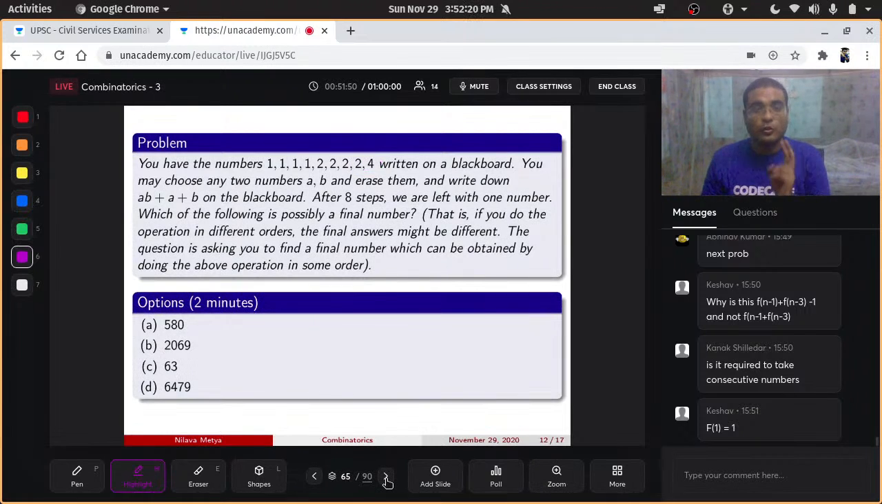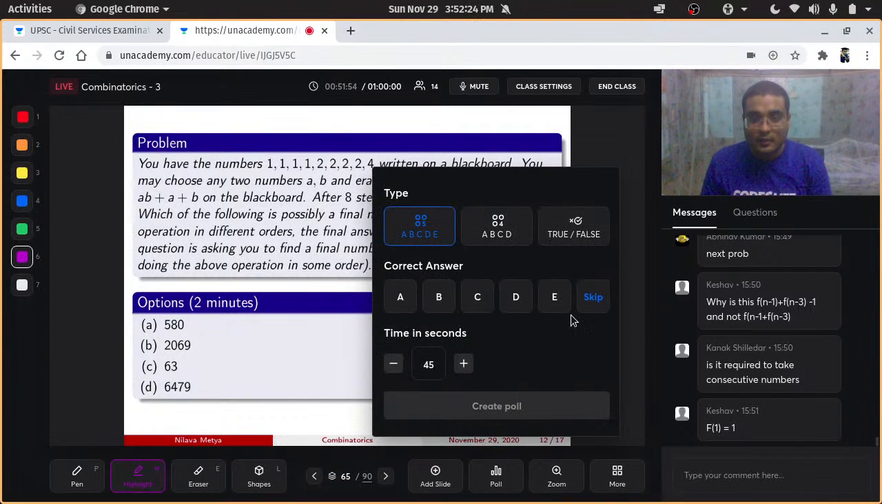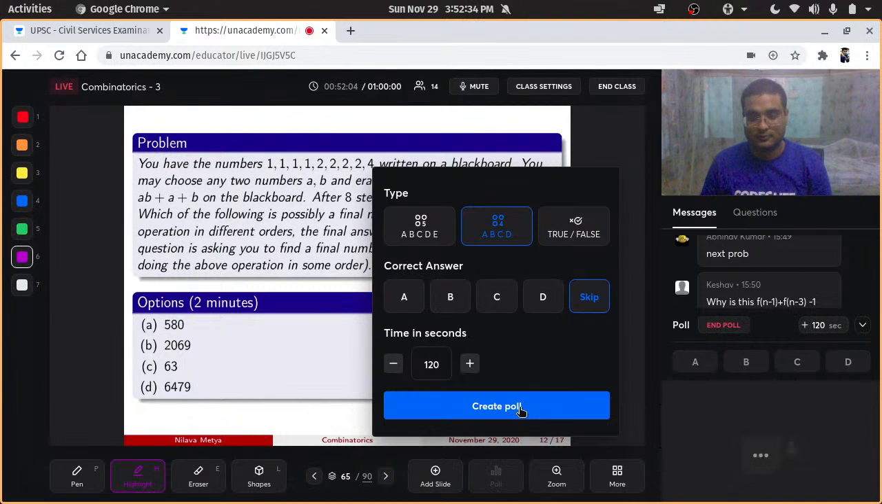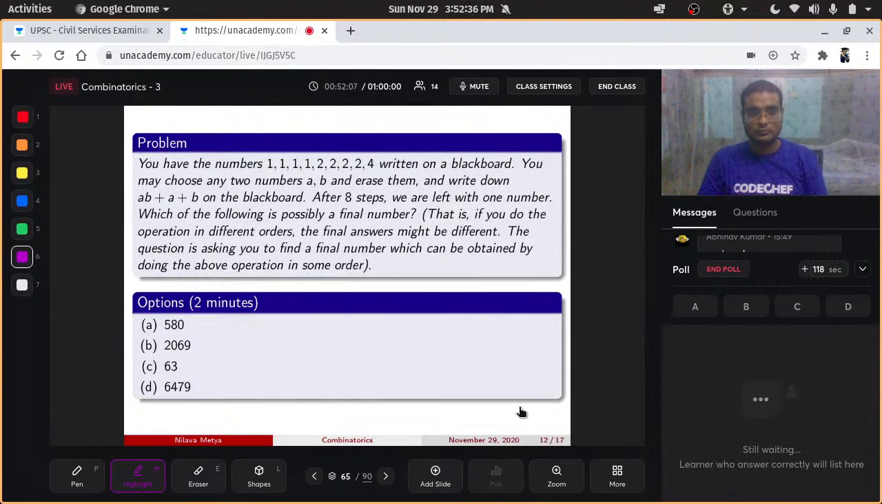I will give you 2 minutes for this. So the poll, let me just set up the timer, 2 minutes. And there are 4 options and the time starts now. Maybe you can use your calculators if you want, because ZIO does allow calculators.